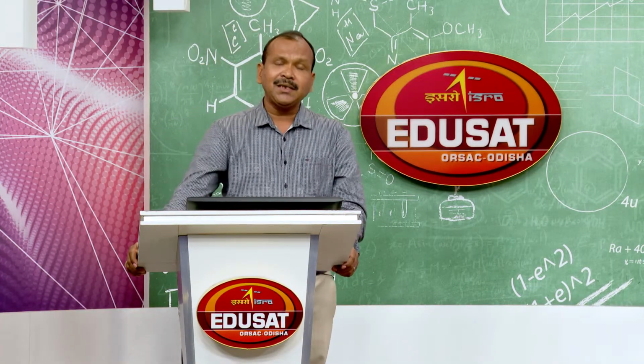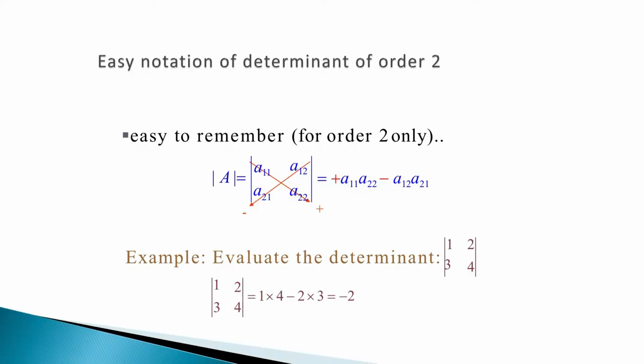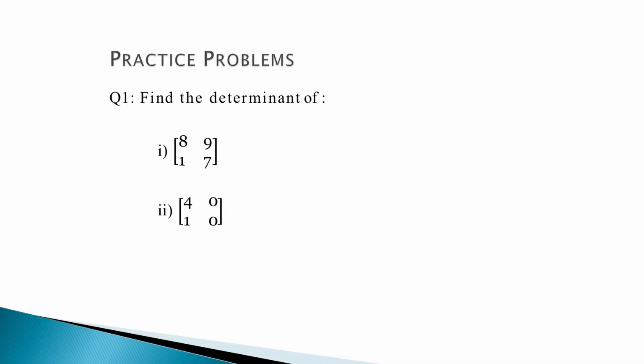Here is an example. Suppose a second order determinant is 1, 2, 3, 4. Then the value of the determinant becomes 1 into 4, the leading diagonal product, minus 2 into 3, that becomes minus 2. These are the problems for you. You can easily find the value of this order 2 determinant.